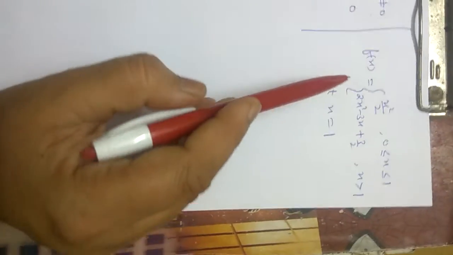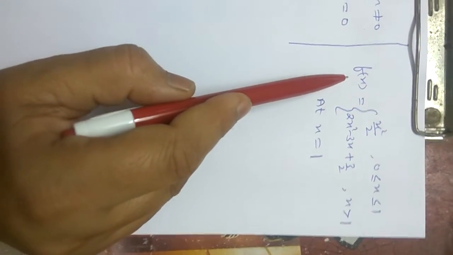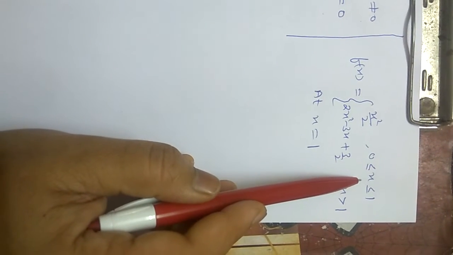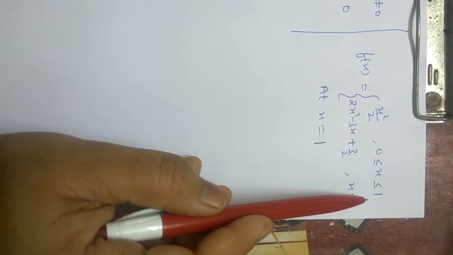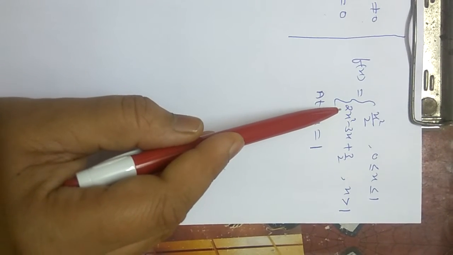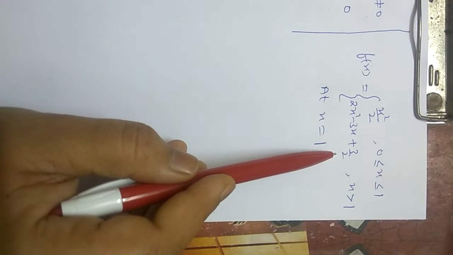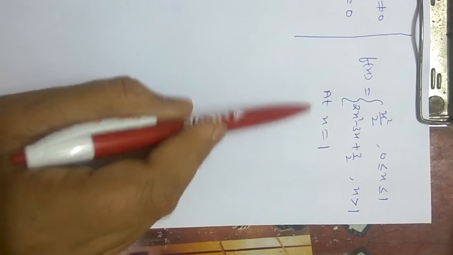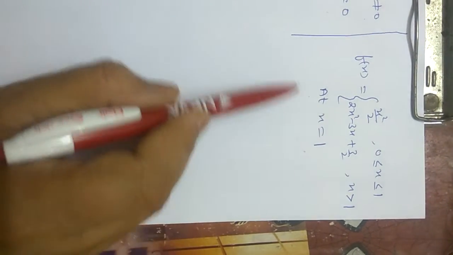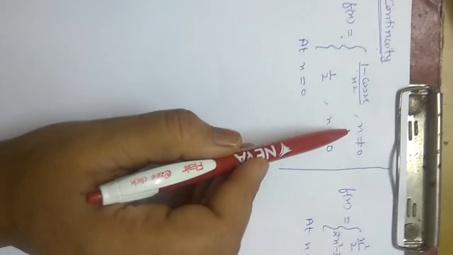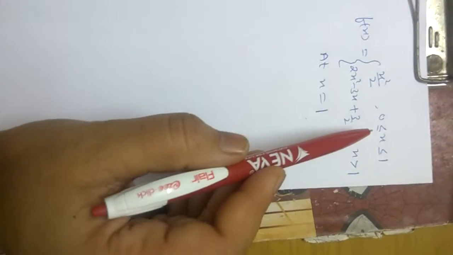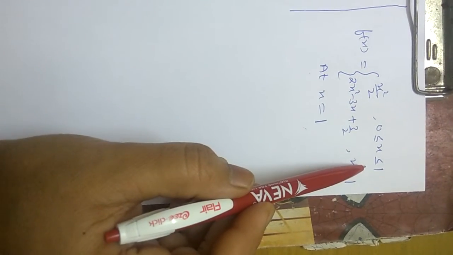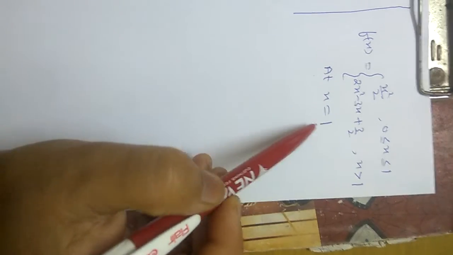And the second type of problem is like this: if f(x) is equal to x square by 2, 0 is less than equal to x is less than equal to 1, and 2x square minus 3x plus 3 by 2 when x is greater than 1, and discuss the continuity at x is equal to 1. Two types of problems. In the first case, when x is not equal to 0, and in the second case, when the function is defined in terms of intervals, less than or greater than, and so on.